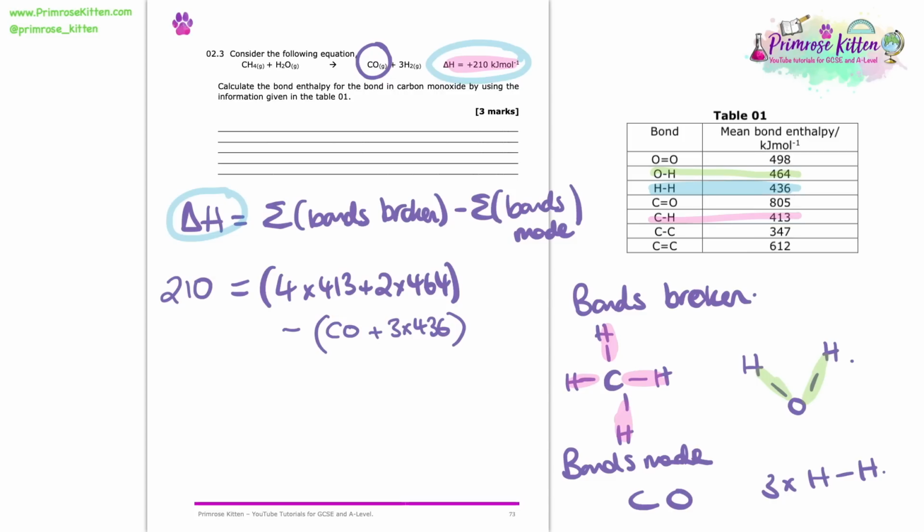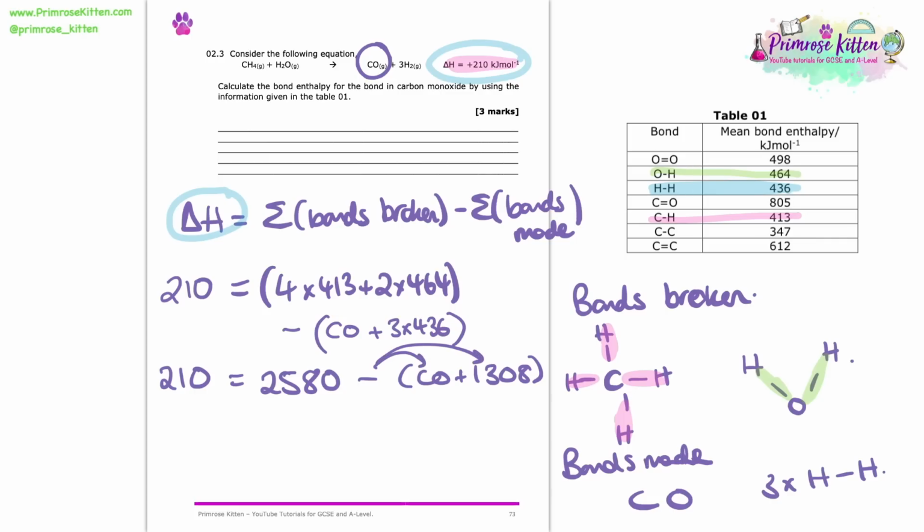And now we'll have a good chunk of the marks here already, because we have laid out our equation, we're looking good. Now what I would recommend that we do is we don't rush this, okay? Let's simplify each of these brackets, and then after that we can start simplifying and rearranging a bit more. So if we do 4 times 413 plus 2 times 464, we get 2,580. Now if we also work out what 3 times 436 is, we get 1,308. So now we've got a much simplified equation.